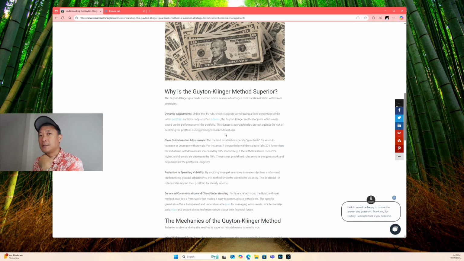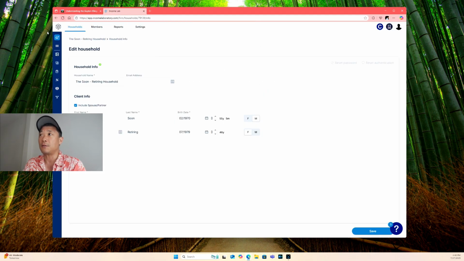And that's the key, right? It's like you can use 4%, but there'll be years, if you are doing not too well, that 4% is going to really eat into your principal. So here it is: unlike the 4% rule, which suggests withdrawing a fixed percentage of the initial portfolio each year adjusted for inflation, the Guyton Klinger method adjusts withdrawals based on the performance of the portfolio, right? And the dynamic approach helps protect against the risk of depleting the portfolio during prolonged market downturns. That's really just the basis of it.